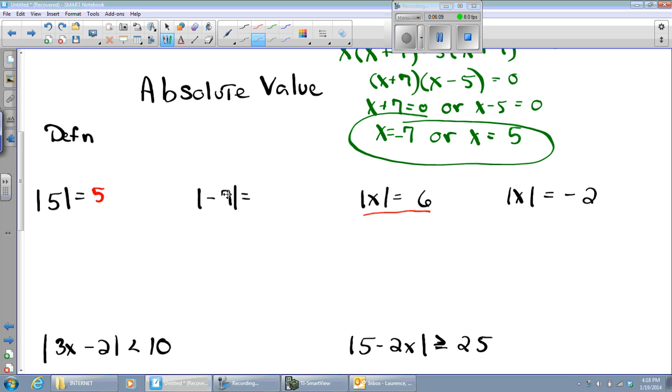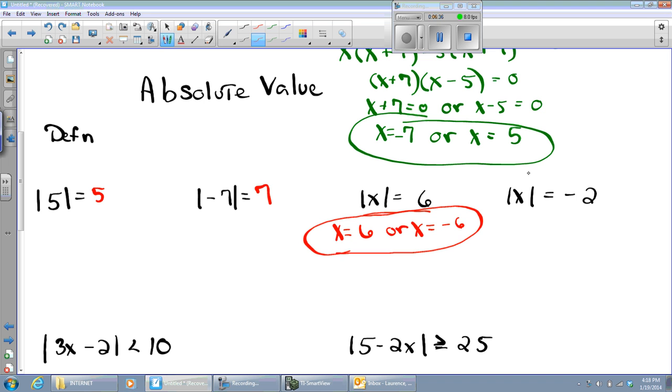Absolute value of negative 7. How far is negative 7 from 0? Well, it's positive 7. So the absolute value of negative 7 is 7. All right, now to do a problem like this, the equals need to be done like ors. So I'm going to write down x equals 6, or x is going to equal negative 6. I have to get x alone, but in this case, x is already alone. And so there's my two answers, right?